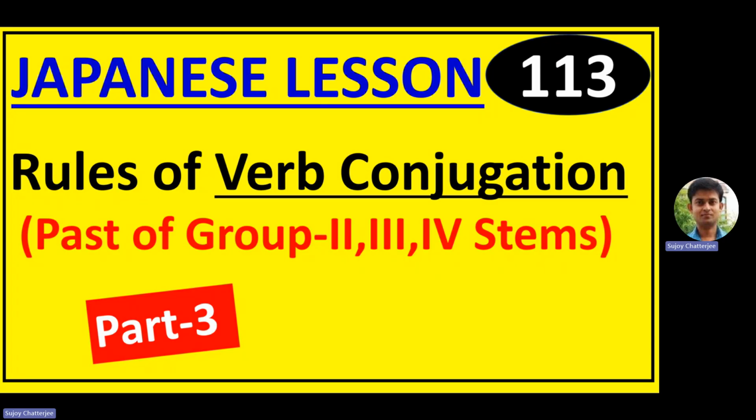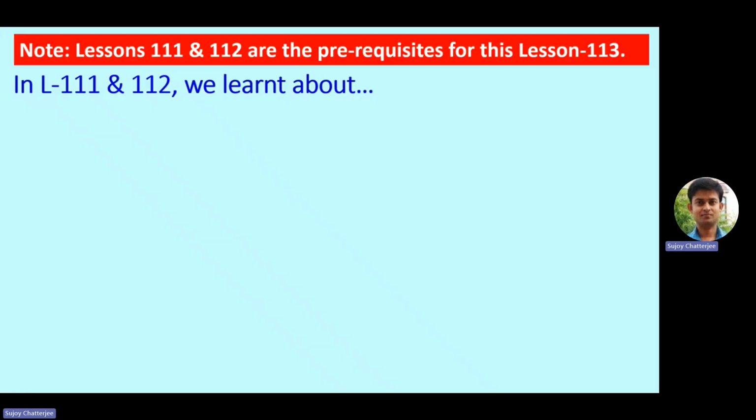Today is lesson number 113, and the topic for today is rules of verb conjugation, past tense of group 2, 3 and 4 stem verbs. This is part 3 of this series of rules of verb conjugation.